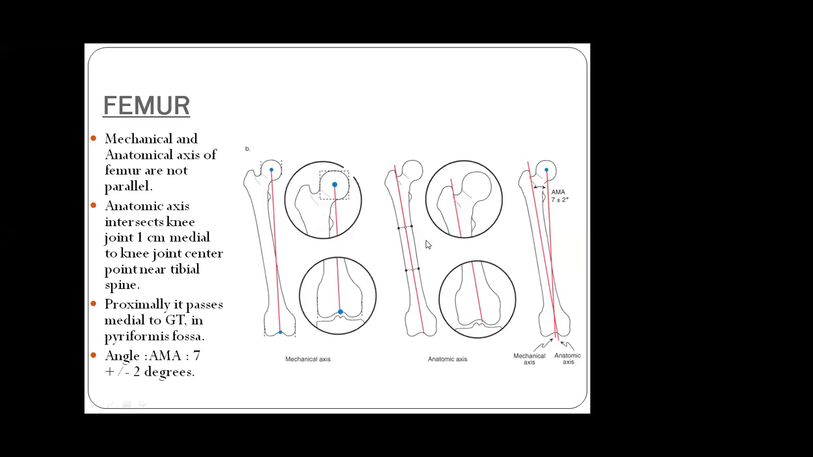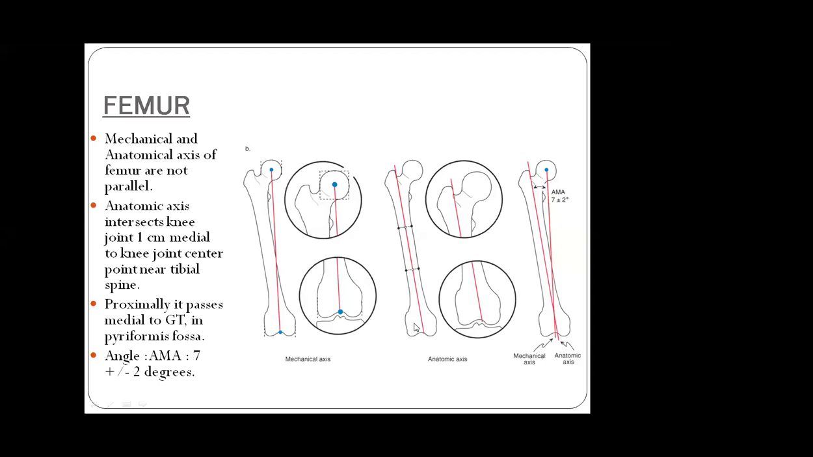Next, there is the anatomical axis in the second diagram, the center diagram. The anatomical axis of the femur is drawn as a mid diaphyseal line. If we extrapolate the line proximally or distally, as I said in the description, proximally it will pass medial to the GT, and distally it will pass just medial to the tibial spine.